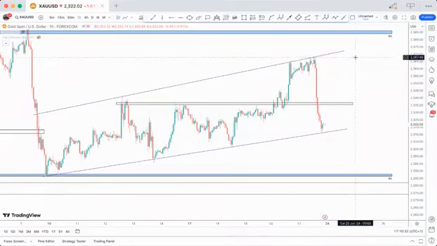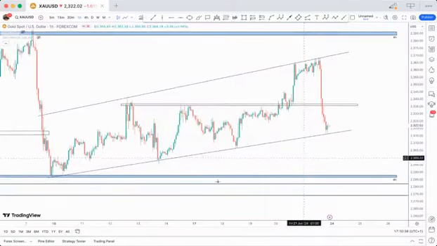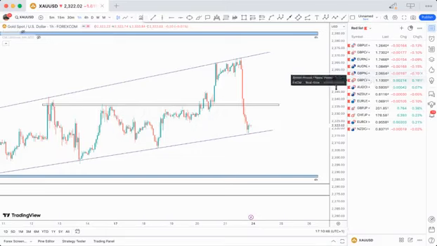For the person who requested the analysis on gold, I would want you to join our Telegram channel. I'll also be adding gold to my watch list so that I can give you more updates on it.